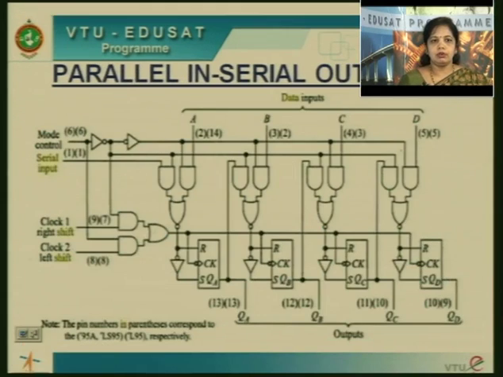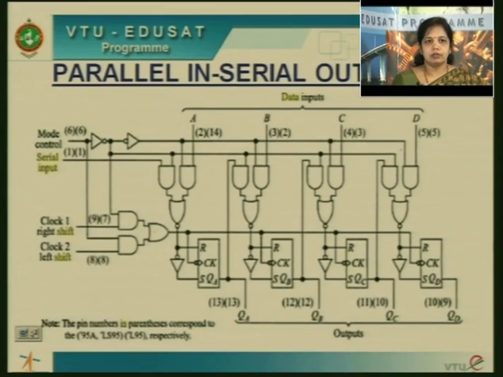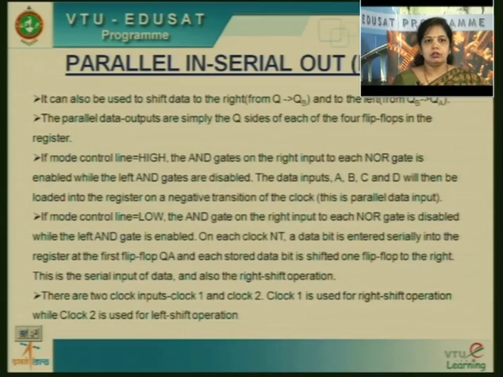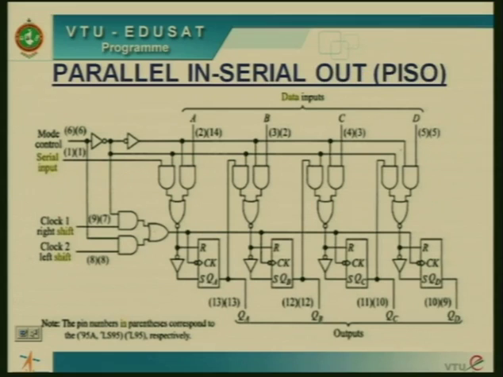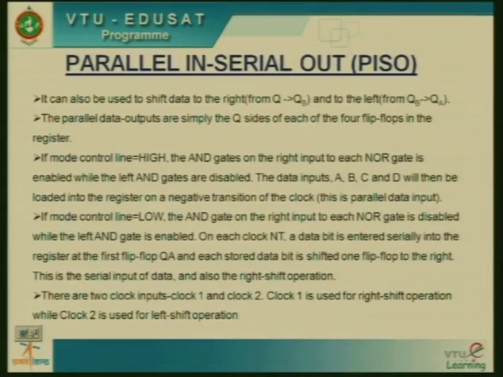So two clock inputs, clock 1, right shift, left shift. We have serial input, we have mode control. So either of the gates will be high or low based on what mode I am giving. In mode control, the line 1 makes the AND gate on the right input of the NOR gate enabled, while the left AND gate is disabled. The inputs will then be loaded into the register on the negative transition of the clock.